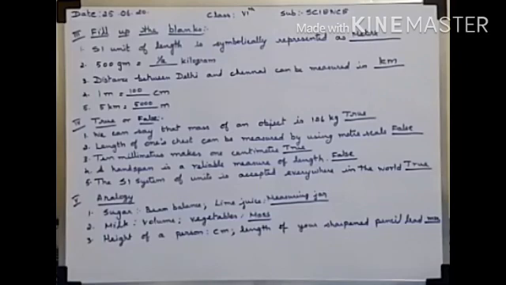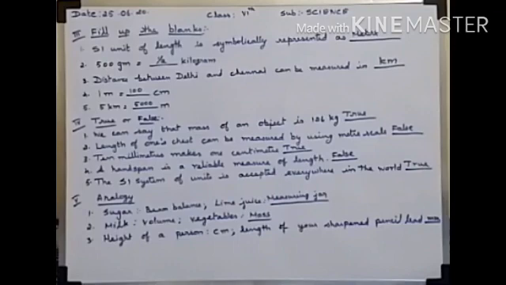Third one, distance between Delhi and Chennai can be measured in dash. Distance between Delhi and Chennai is a very long distance. So, long distance can be measured only by kilometer, not in meter. So, the answer is kilometer. Fourth one, 1 meter is equal to dash centimeter. 1 meter is equal to how many centimeter? 100 centimeter. Fifth one is 5 kilometers equal to dash meter. We know 1 kilometer is equal to 1000 meter. Therefore, 5 kilometers is equal to 5 into 1000 equal to 5000 meter.